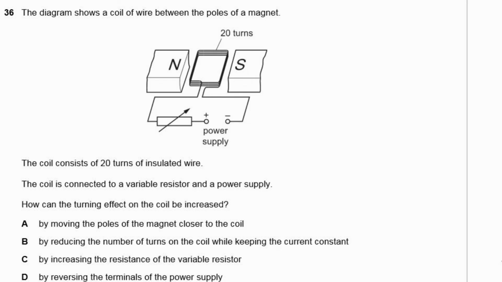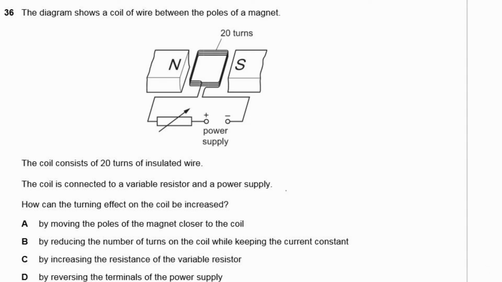Question 36. The diagram shows a coil of wire between the poles of a magnet. The coil consists of 20 turns of insulated wire. The coil is connected to a variable resistor and a power supply. How can the turning effect on the coil be increased? Okay, well, there's a couple of ways we can increase the turning effect. We can increase the number of turns, we could increase the strength of the magnetic field, or we could increase the current.